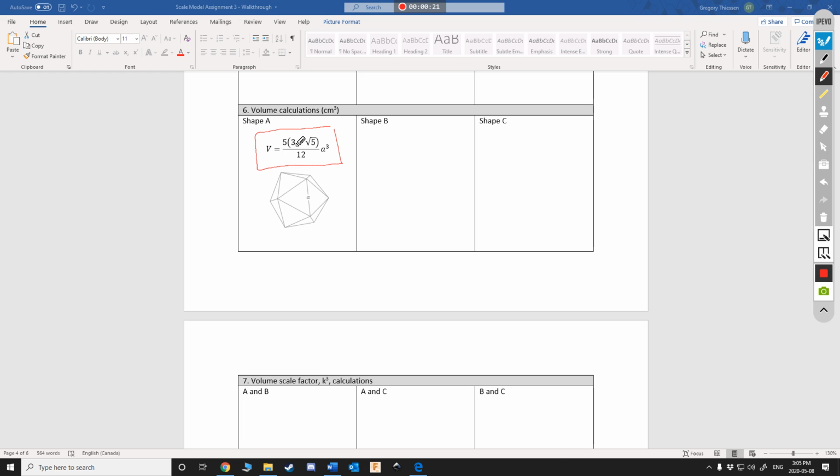But here we go. It's 5 multiplied by 3 plus the square root of 5, divided by 12, and then multiplied by a cubed. So a is the length of one of these edges for these equilateral triangle faces. We saw that a was 1 centimeter for our first shape, and for B, a was, I think, 2.5 centimeters, and for our last one, a was 4 centimeters. So we're just going to take our calculator and find out the individual volumes.